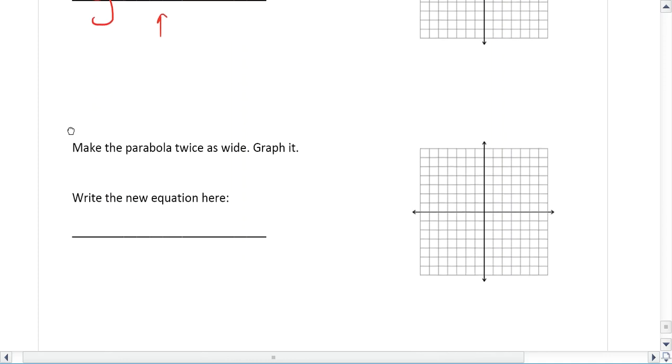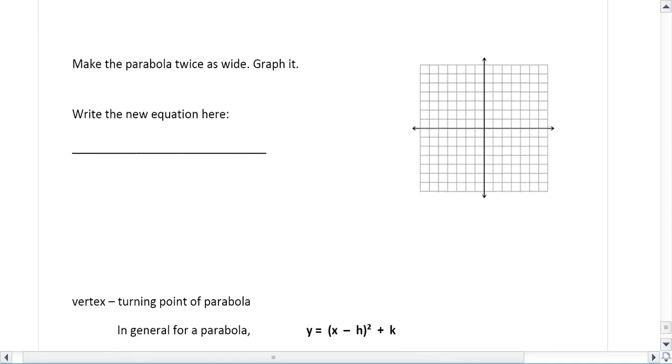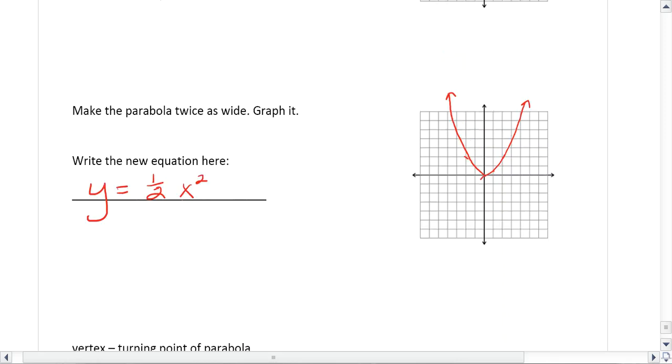So keeping that in mind, what could you do to make the parabola open wider and make it look something like this? And again, push pause on the video and see if you can figure out how to make the parabola twice as wide. Alright, and hopefully you found that putting a 1/2 in front of it doubled the width. Again, kind of opposite of what you'd think.